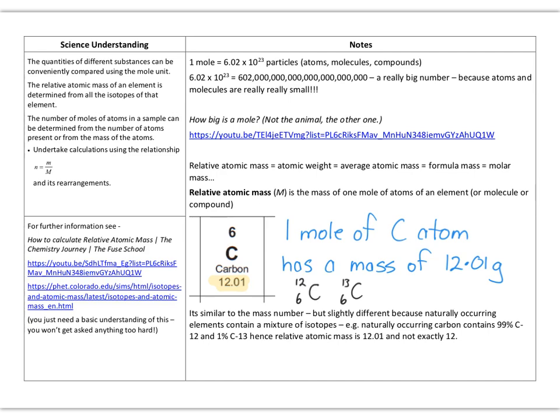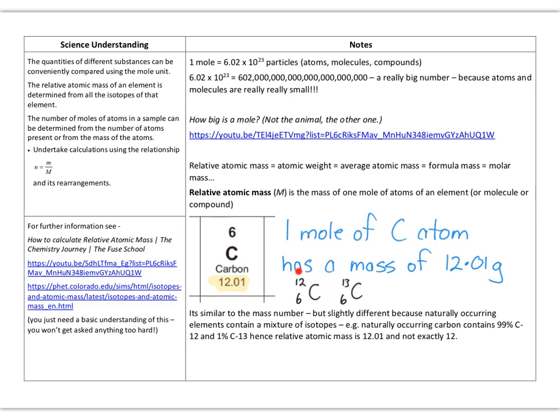So when we talk about average atomic mass, it's similar to that, but slightly different because naturally occurring elements contain a mixture of isotopes. E.g., naturally occurring carbon contains about 99% carbon-12 and about 1% carbon-13. Hence, the relative atomic mass, or the average atomic mass, is 12.01, not exactly 12.